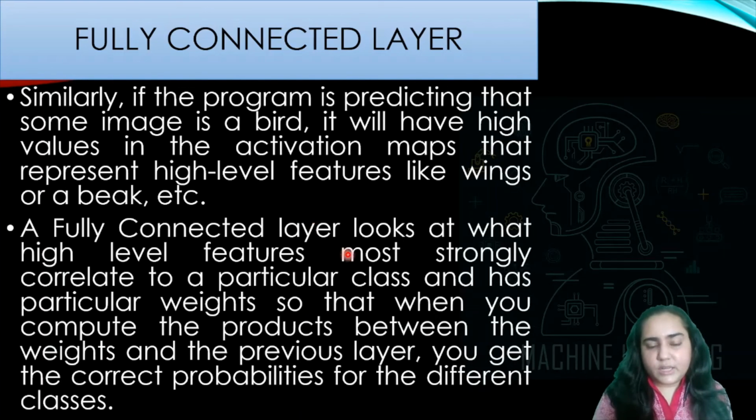And this fully connected layer looks at what high-level features most strongly correlate to a particular class, and then has particular weights, so that when you compute the products between the weights and the previous layer, you're going to get the correct probabilities for all the different classes that you have in your output layer.